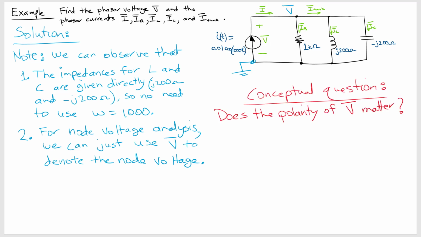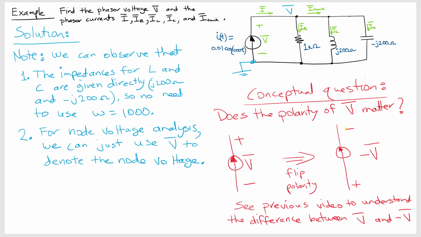So now let's think of a conceptual question. We see that the phasor voltage is denoted with a polarity. Okay, and so does this matter? Okay, so we looked at this a little bit in the previous video, but this is the case that we have here with the polarity denoted plus minus in this direction, and we have the phasor voltage. Now if we translate it by flipping the polarity, then what we have to do is flip the sign. Okay, and so now it becomes equivalent, and you can look at the previous video that we made on AC circuit analysis to see the discussion between the difference between a voltage phasor V and minus V.